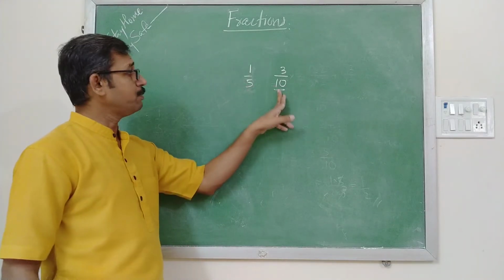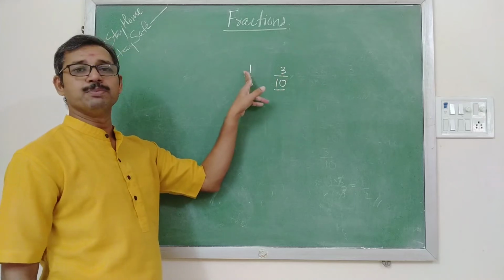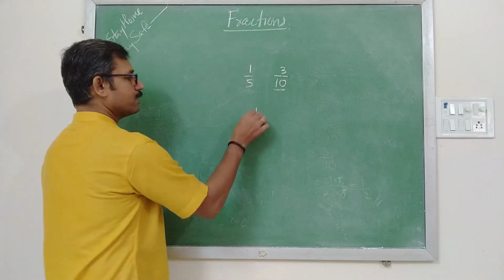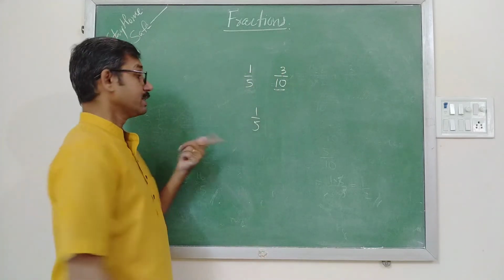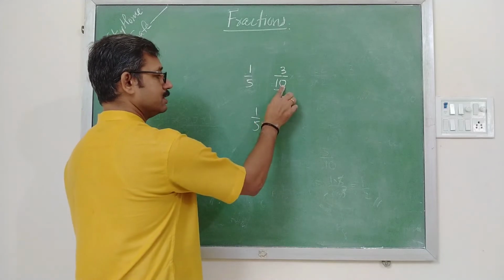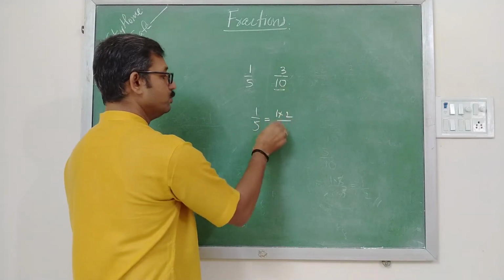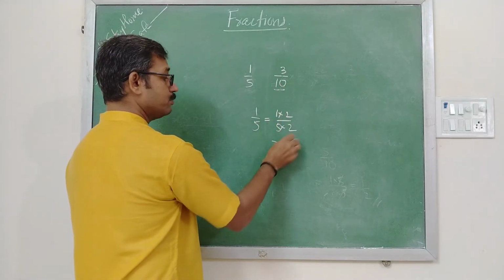If the common denominator is there, you can just compare the numerators. So here 1 upon 5 we are going to convert to this denominator. You do the same thing, so it will become 2 upon 10.